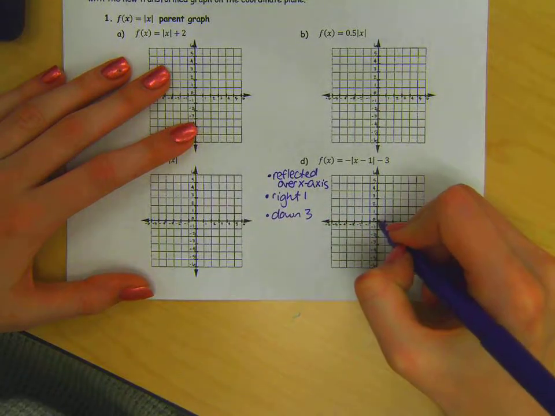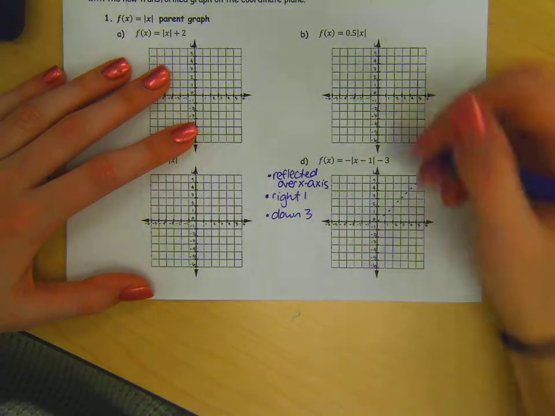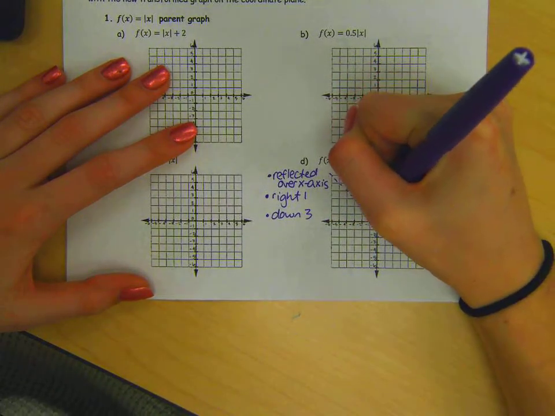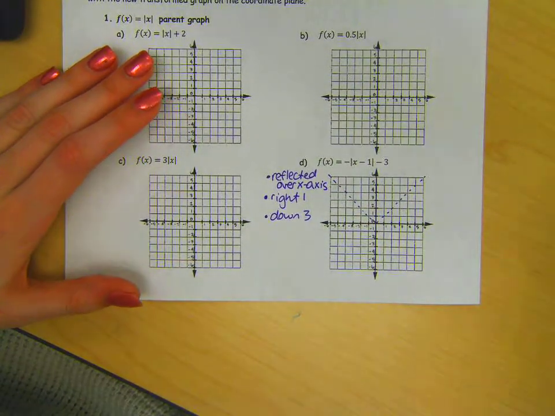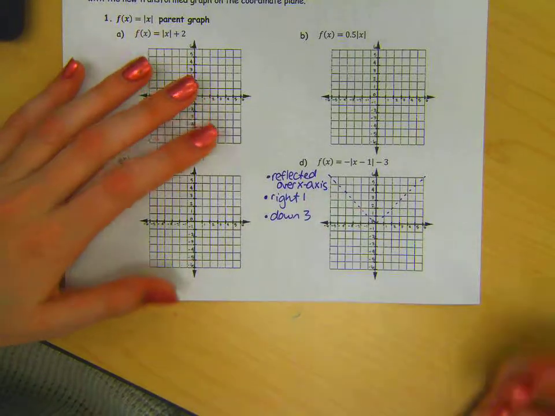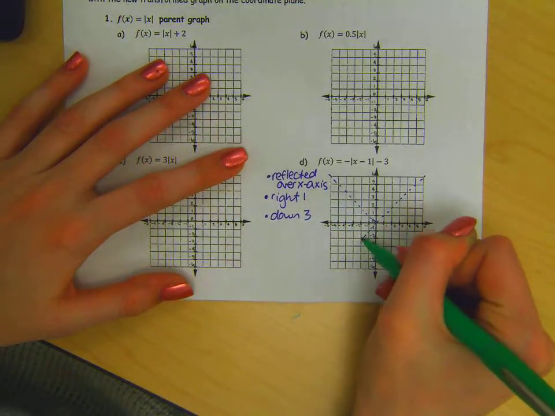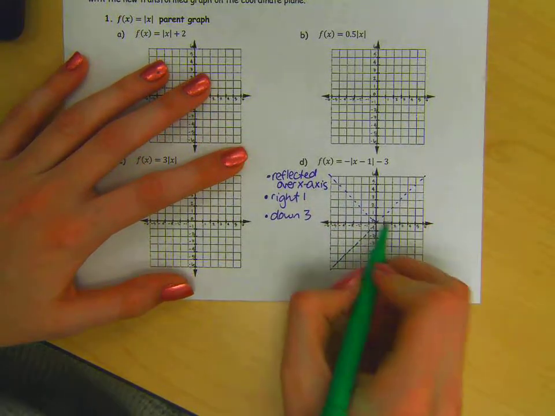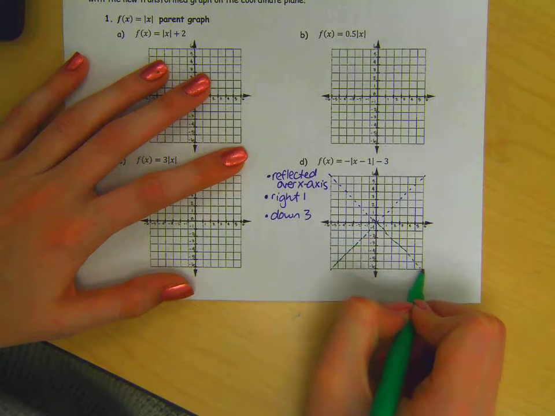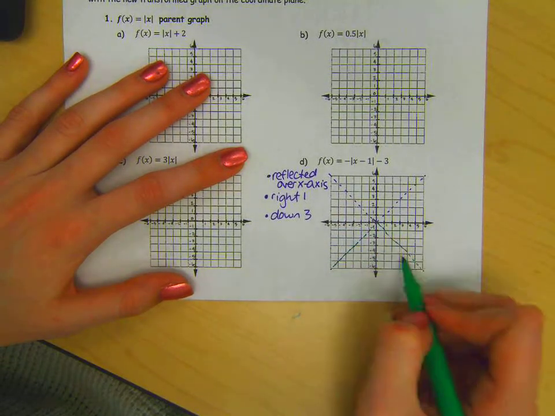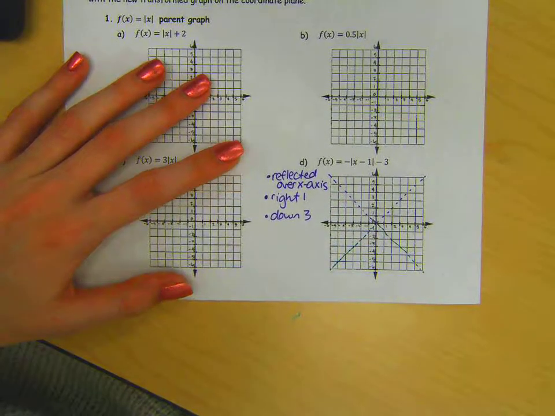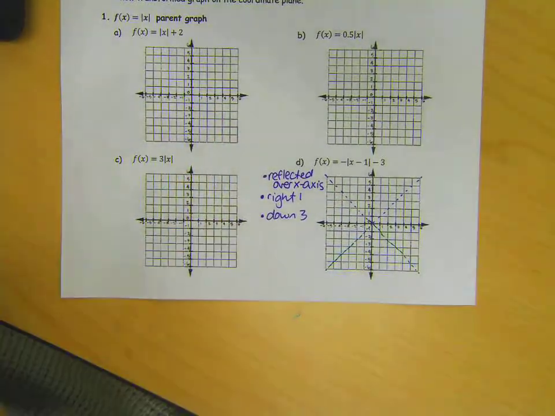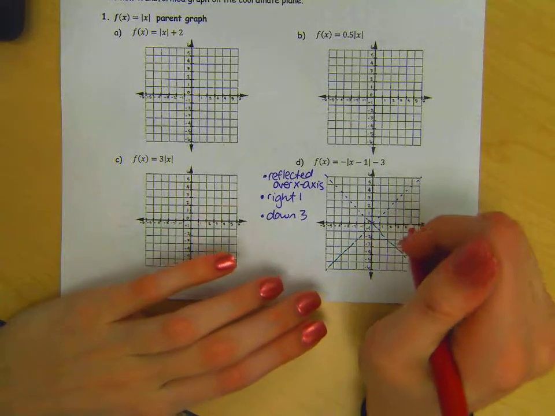So always start out by graphing your initial parent function. And I'm going to break this up into 2 separate steps. So before I get to my red final line, I'm going to do the reflection. Once I have the reflection, I'm then going to do both translations in one step. So I've reflected this whole thing just across the x-axis. And then from here, I'm going to do my right 1, down 3.